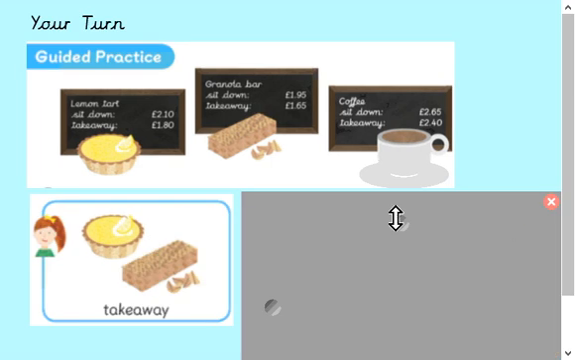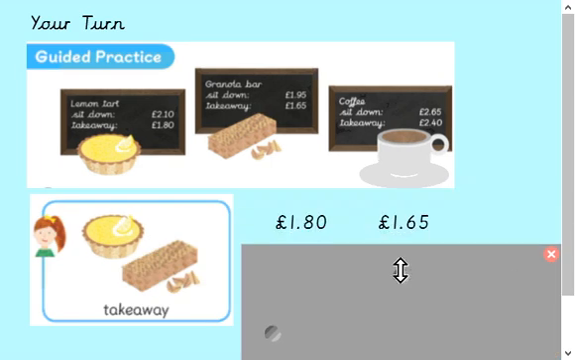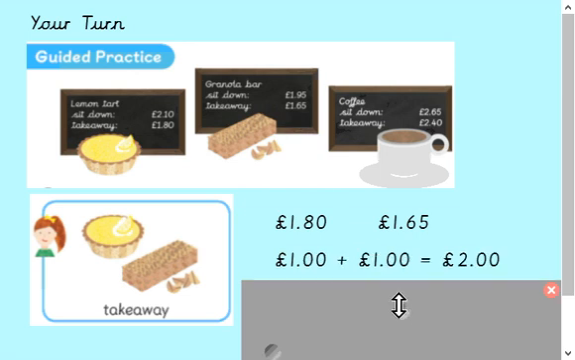Okay, so the first thing she needed to do was work out what each was going to cost. So the takeaway price of the lemon tart was £1.80, and the takeaway price of the granola bar was £1.65. First thing she's going to do then is add the pounds together, the pound and the pound. So £1 plus £1 is £2. We should all know that.